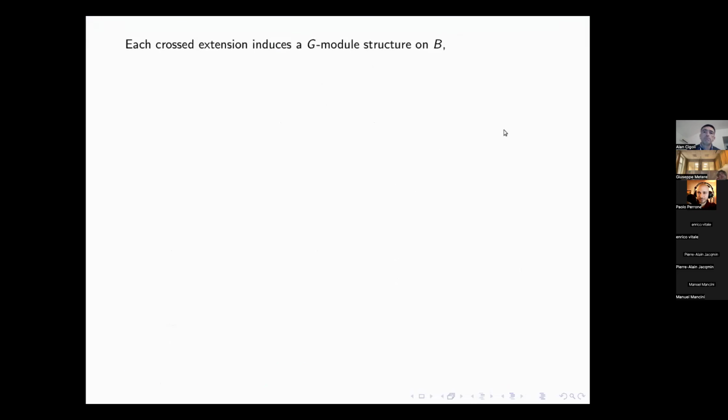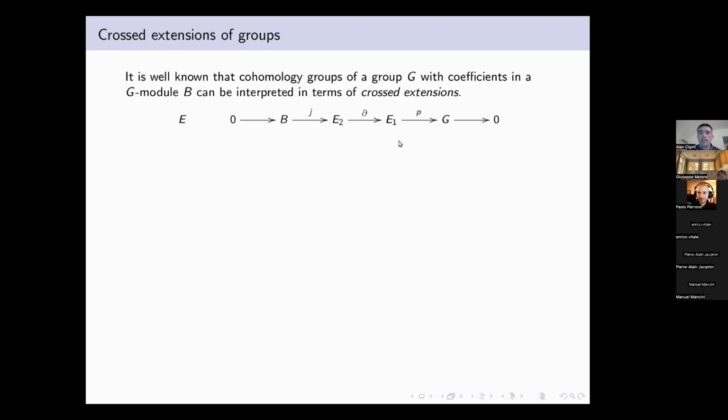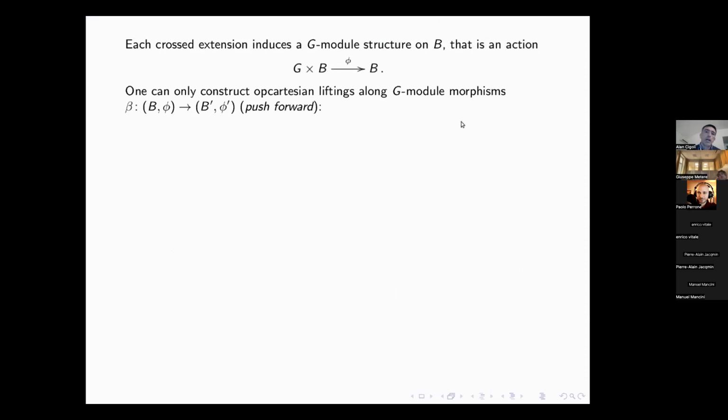In fact, to have op-Cartesian liftings, one has to consider the G-module structure on B. In fact, any crossed extension, go back here, when you have a crossed extension, there is an action of the group G on the abelian group B, which gives a G-module structure. And we can only construct op-Cartesian liftings along G-module morphisms.